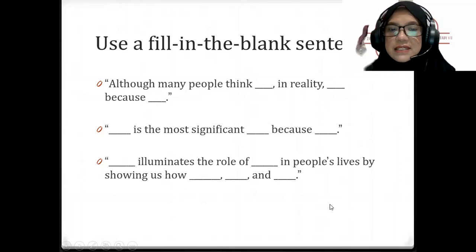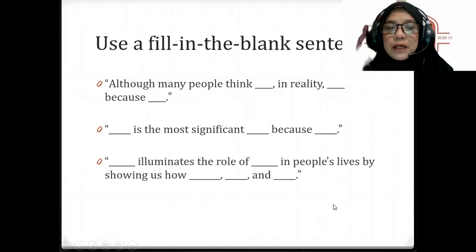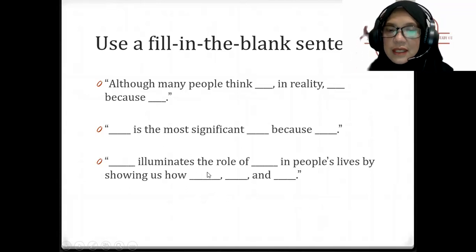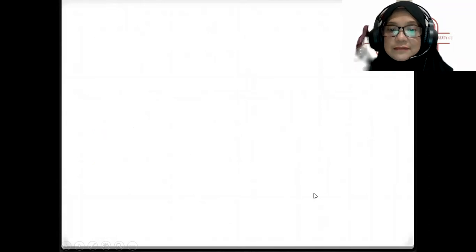A illuminates the role of B in people's lives by showing us how C, D, and E. These are the reasons, the one you will elaborate later on in the body of your essay.